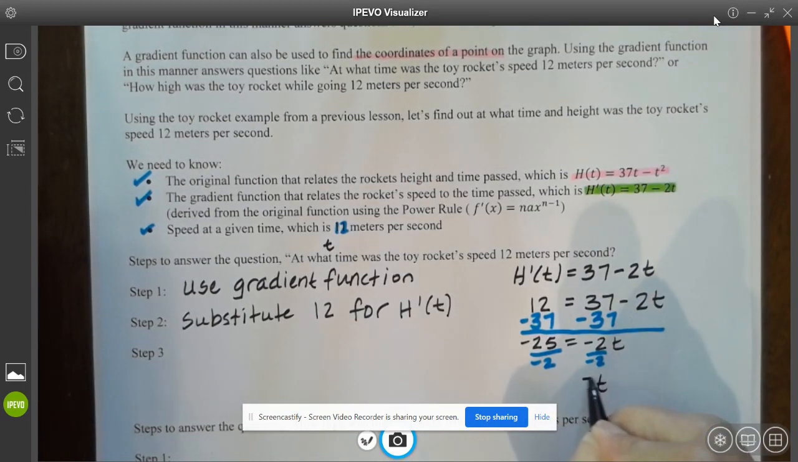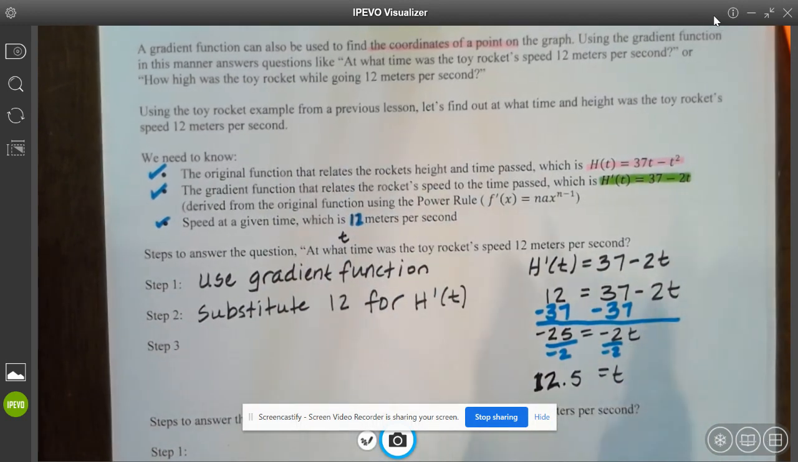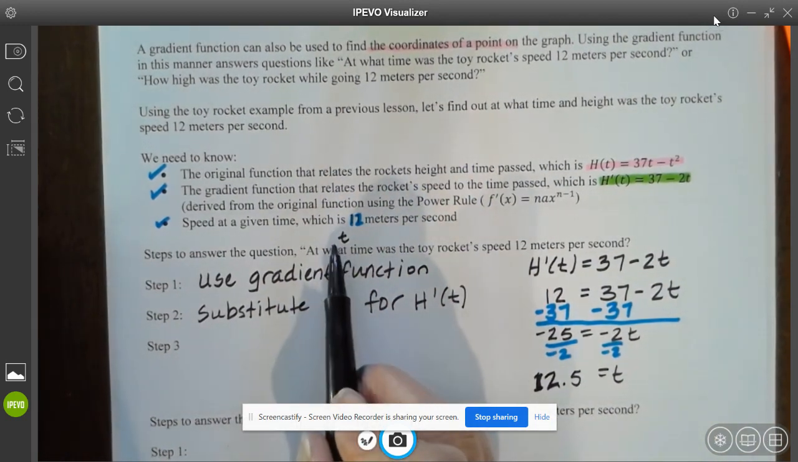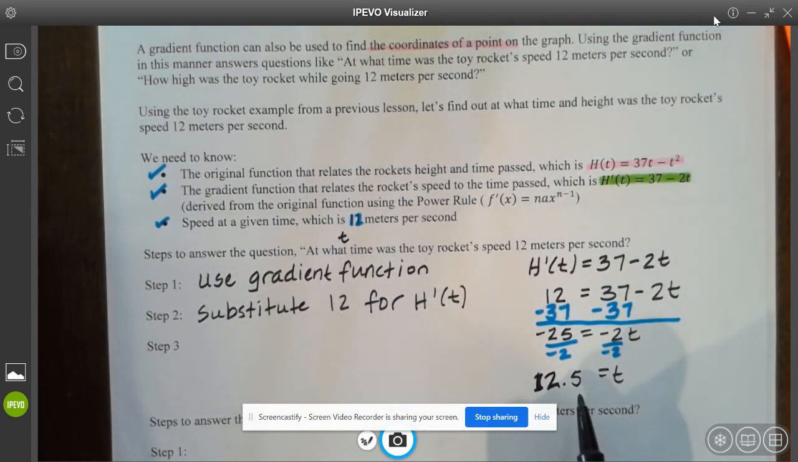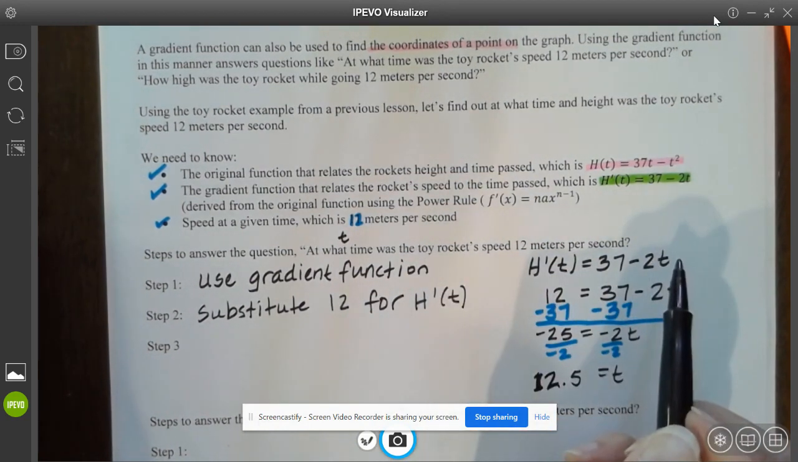So then t equals negative 25 divided by negative 2, which is 12.5. I made a mistake there. Surprise, surprise. Okay, so the question was at what time was the toy rocket's speed 12 meters per second? So it was our t. Our t was 12.5.